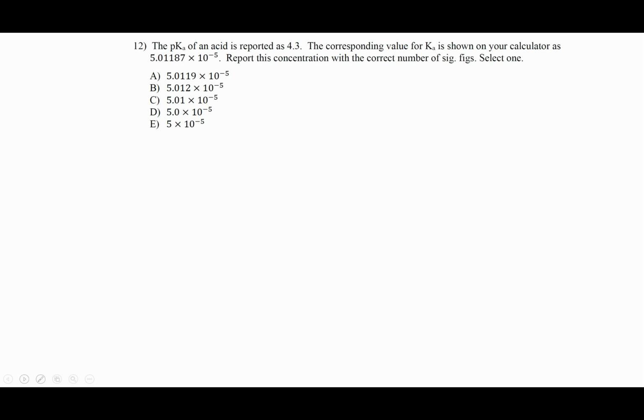The pKa of an acid is reported as 4.3. The corresponding Ka shown in your calculator is 5.01187 times 10 to the minus 5. Report this concentration with the correct number of sig figs. Remember, pKa is the negative log. This is a logarithm, so you only have sig figs to the right of the decimal place. That has 1 sig fig, which means our answer can only have 1 sig fig. 5 times 10 to the minus 5.